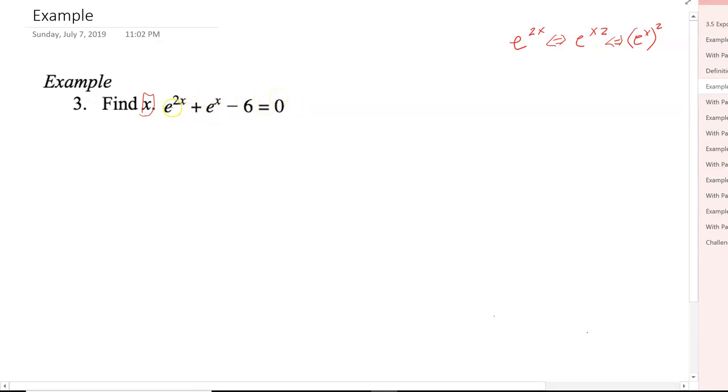Now, it would be good to try to rewrite e to the 2x in a way that it looks like a normal quadratic. So e to the 2x is the same as e to the x times 2, which is the same as e to the x squared. So we're going to rewrite this equation, e to the x squared plus e to the x minus 6 equals 0. Then do a u substitution.